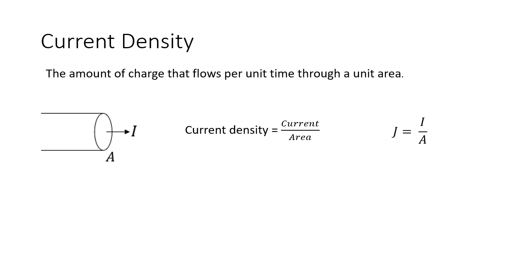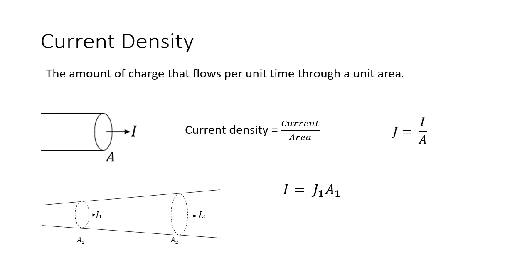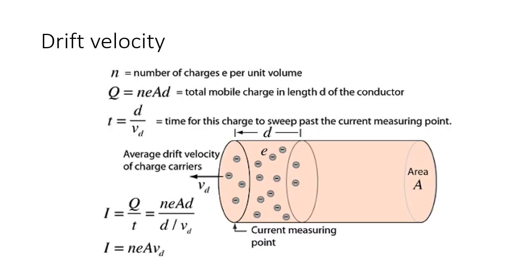And let's consider two locations of a current carrying conductor having cross-sectional areas A1 and A2 and the current densities J1 and J2 respectively. Since we know the same current flows through the conductor, I can write the following equations: I = J1 A1 and again I = J2 A2. And from these two equations I can rewrite J1 A1 = J2 A2. Okay, now let's move to drift velocity.